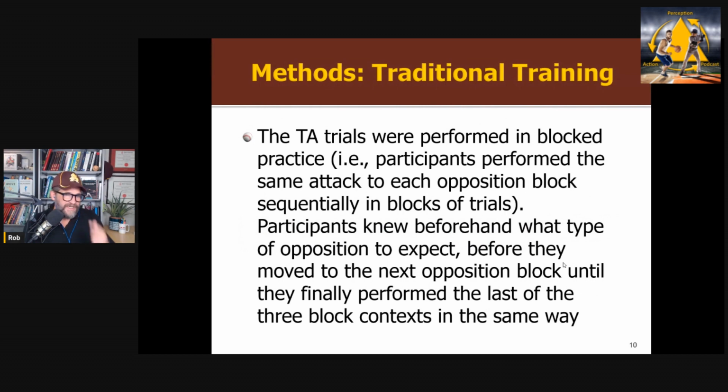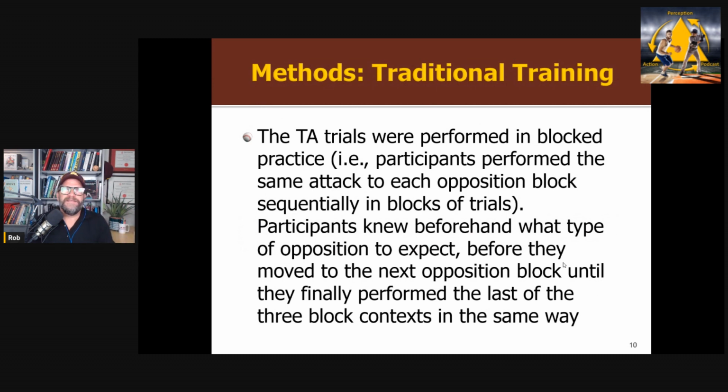Just to go over the training again, the traditional training is performed in block practice. They did the same attack over and over before moving to the next one. They knew what type of attack it was going to be beforehand. And so very traditional: let's work on this today and let's do it.